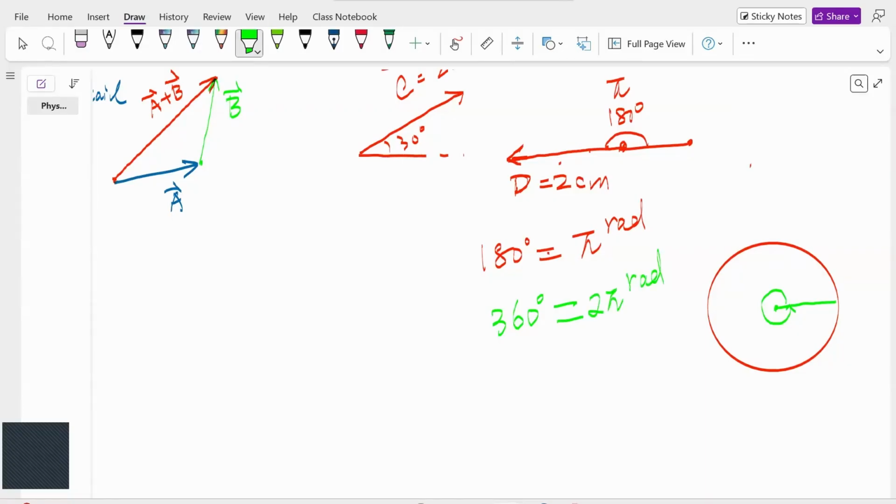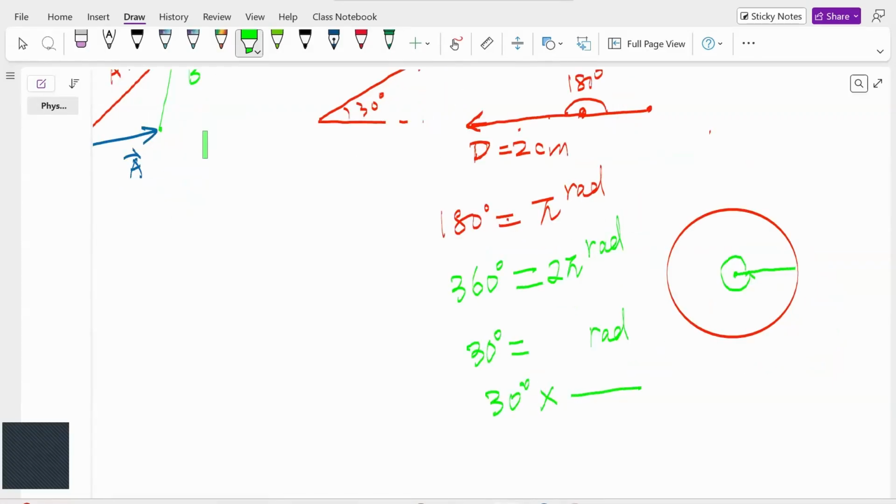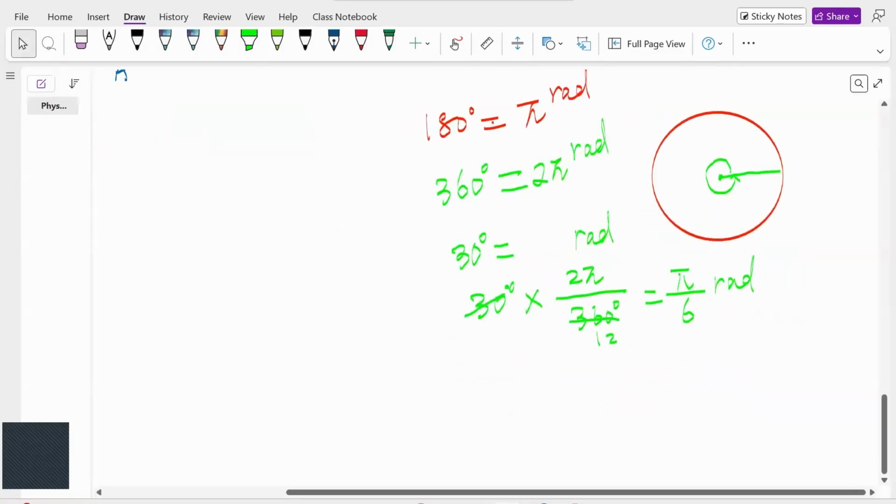Yeah. And so you will get 30 degrees converted to radians. What would be 30 degrees in terms of radians? Do the unit conversion: 30 degrees times 2 pi over 360 degrees. You simplify it, what do you get? Pi over 6 radians. Right? Good? Yeah.